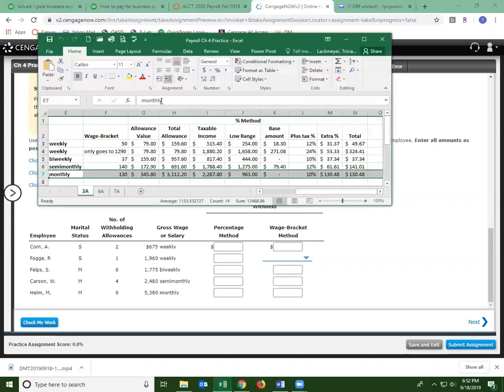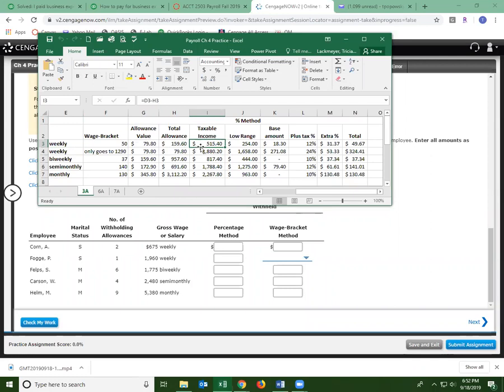So here I have a nice little Excel table. For this individual, they are paid weekly. The allowance value is $79.80. I multiplied it by their 2 withholding allowances to get a total withholding of $159.60. I then got what I called taxable income. It's really the amount we're looking up in the percentage method tables.